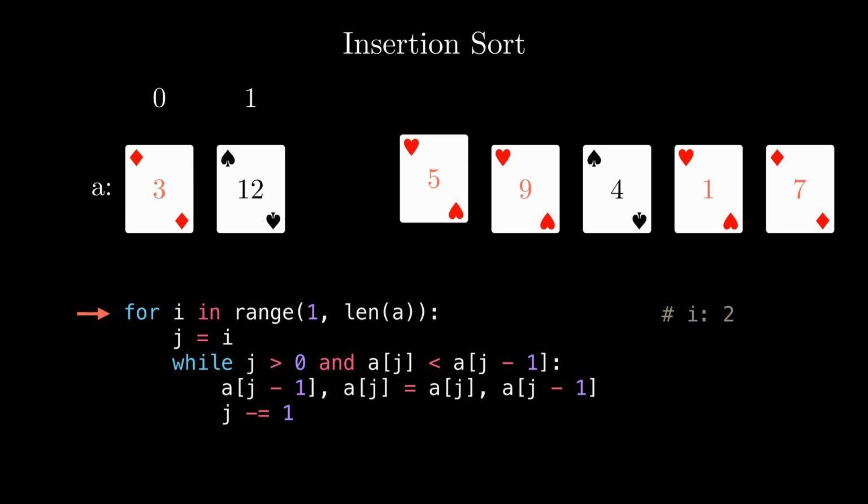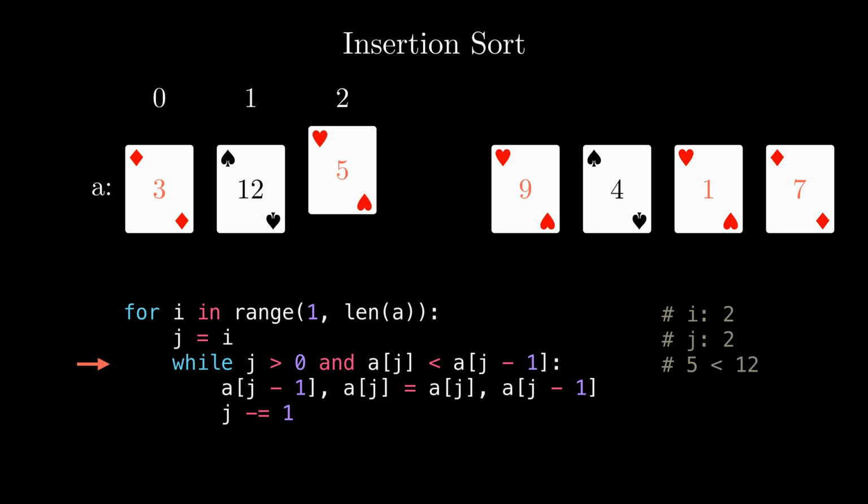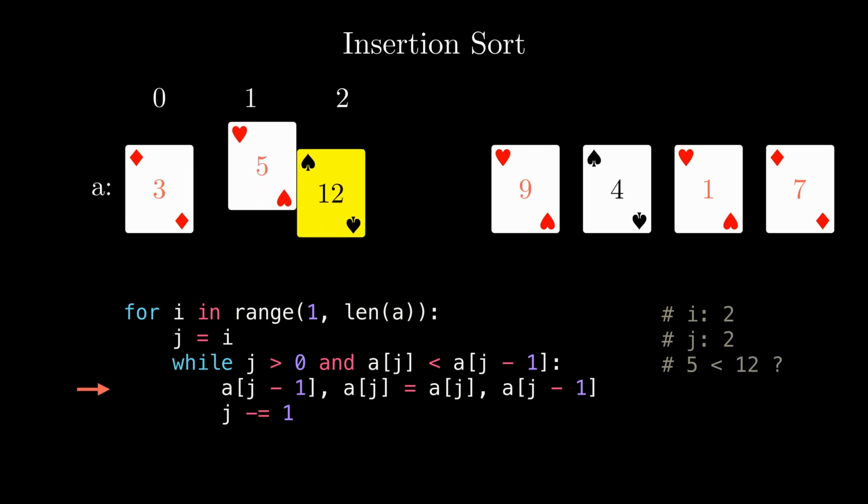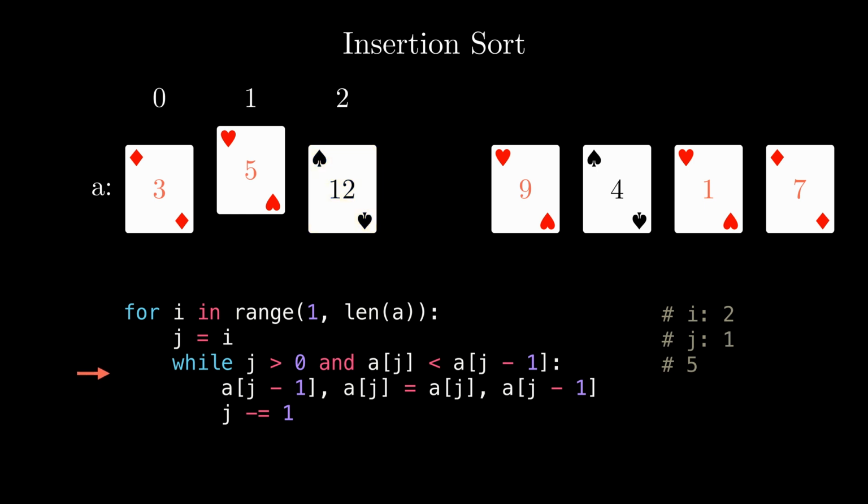We will then move on to i equals 2. We will compare 5 and 12. As 5 is smaller than 12, we will swap them. After that, we will compare 5 and 3. As 5 is not smaller, we will stop the while loop.